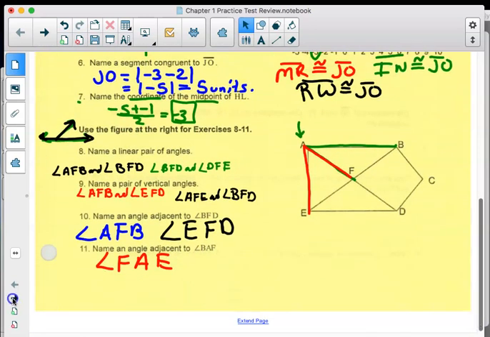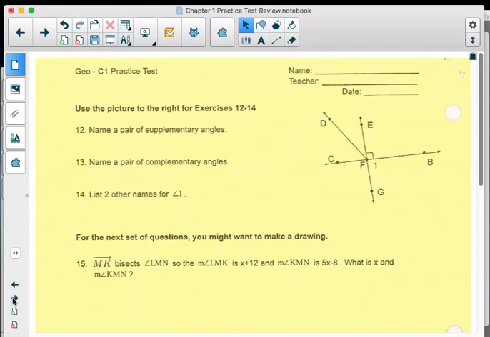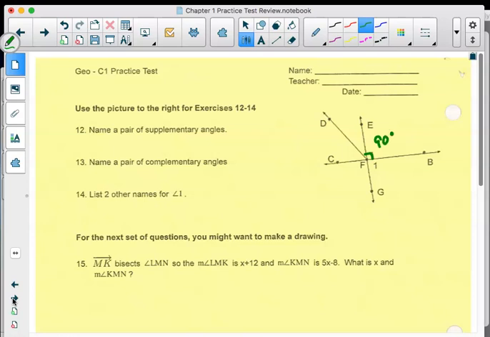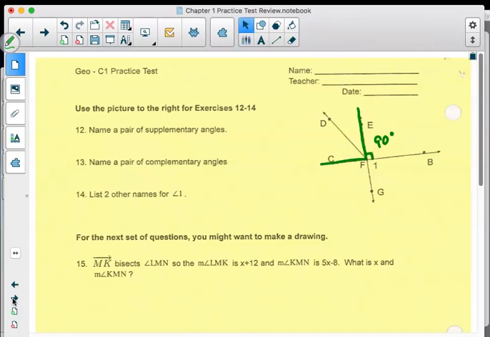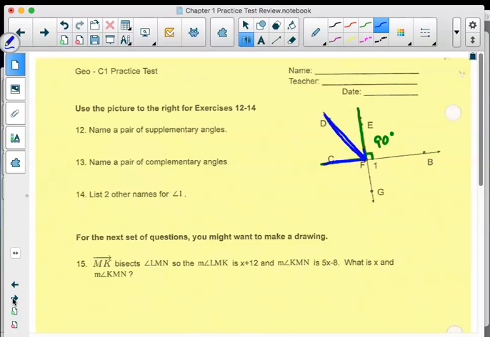Now, moving on to our next page. Use the picture at the right for exercises 12 through 14. When we do these, you've got to pay attention to what the markings mean. This means that this is 90 degrees, so I want to make sure that that's a right angle. I know that's 90. Since that side is 90, this side is also 90. So I know that CFD and DFE are complementary angles.